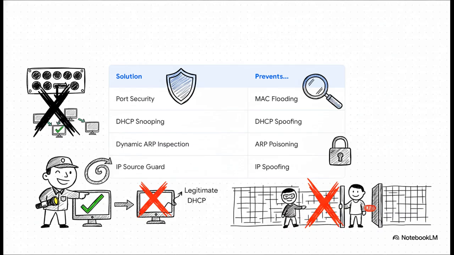DHCP snooping acts like a guard that only allows legitimate servers to hand out IP addresses. And then you have tools like DAI and IP Source Guard that stop attackers from playing dress-up and pretending to be someone else on the network.